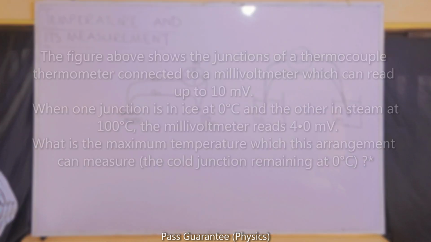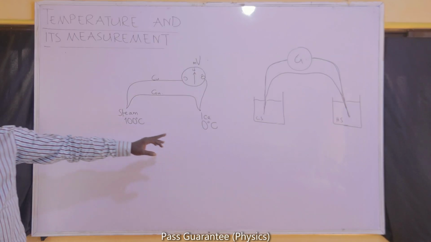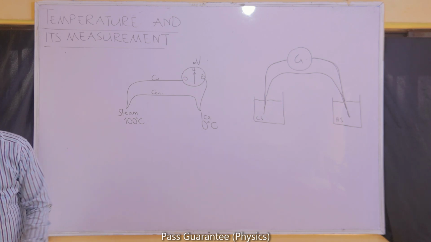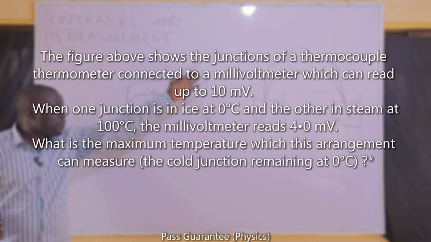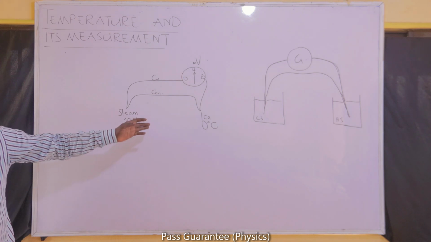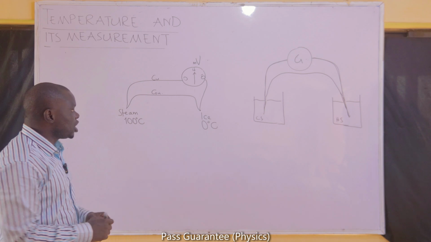Now, when one junction is in ice at 0, and the other in steam at 100, the millivolt meter reads 4. It is reading 4 the way it has been shown. What is the maximum temperature which this arrangement can measure, assuming the cold junction remains at 0?